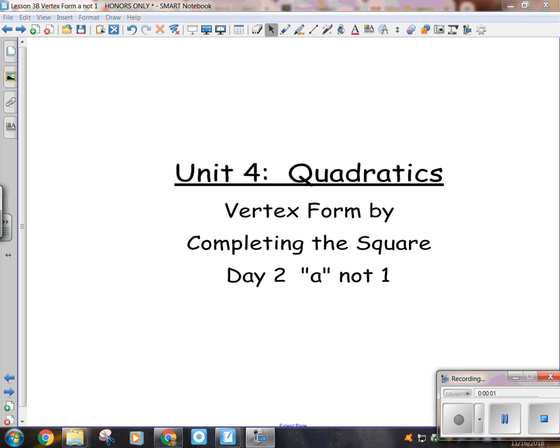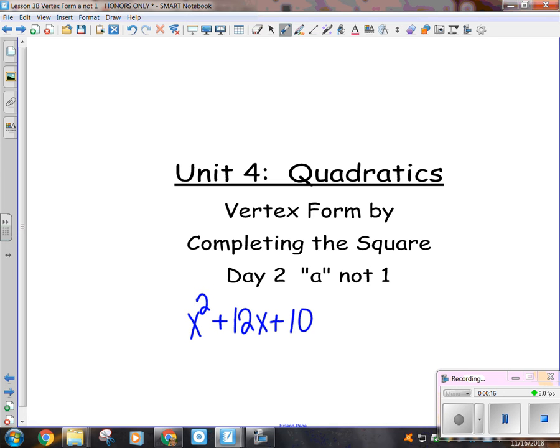We're going to do a video today on vertex form by completing the square, day 2, where the number in front of x squared is not 1. Yesterday, we completed the square on things like x squared plus 12x plus, let's say, 10. And when we did that, we would pull the 10 away, and we worked with x squared plus 12x. Pulling the 10 away meant we just had to work with the first part of the problem.